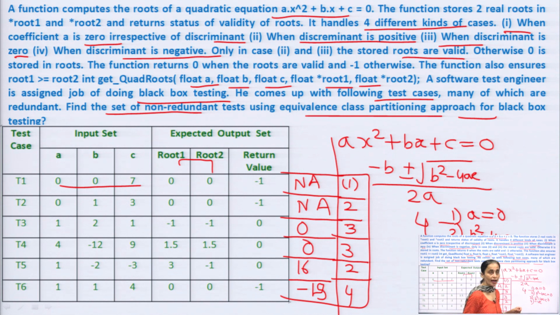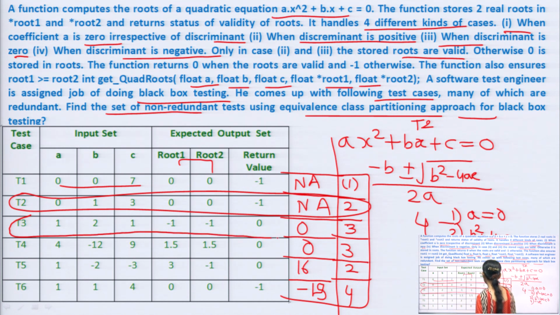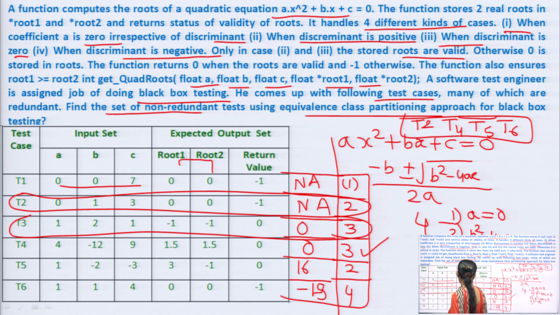If I have to gather the non-redundant test cases, T2 and T3 are in the same class, so I can take only one. I am going to take T2, then T4, T5 and T6. Here I have covered all the equivalence classes: positive, negative, 0 and not applicable. So out of these 6 test cases, I will take T2, T4, T5 and T6, and I can make the non-redundant test cases.